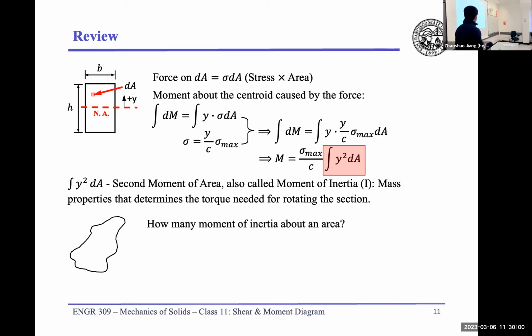All right, with that said, now if I give you these cross sections, how many moments of inertia do we have in this cross section about one axis? How many moments of inertia do you think we're going to have for this cross section? 1, 2, 3.